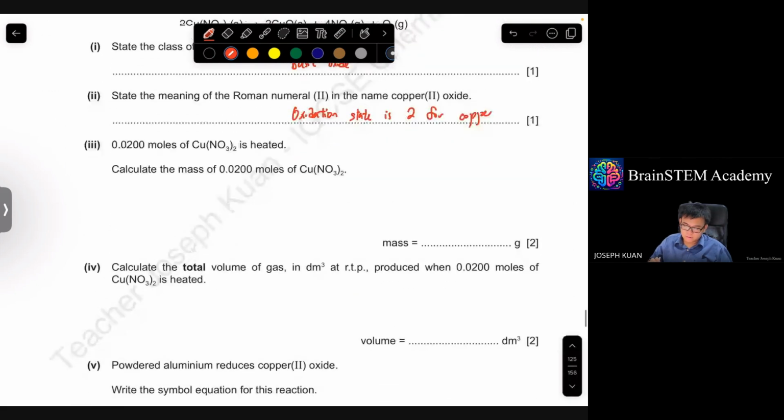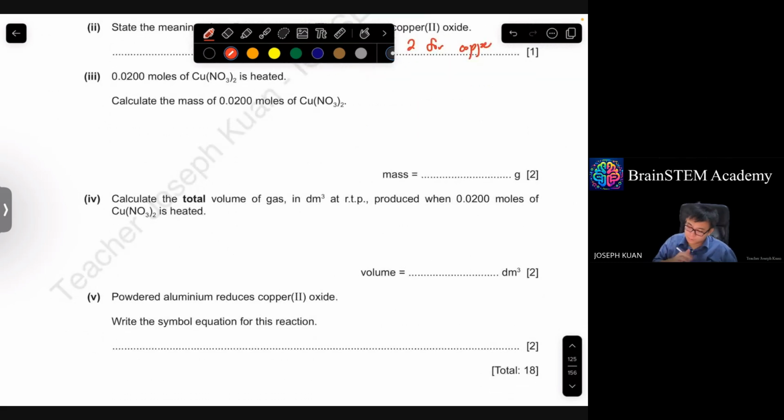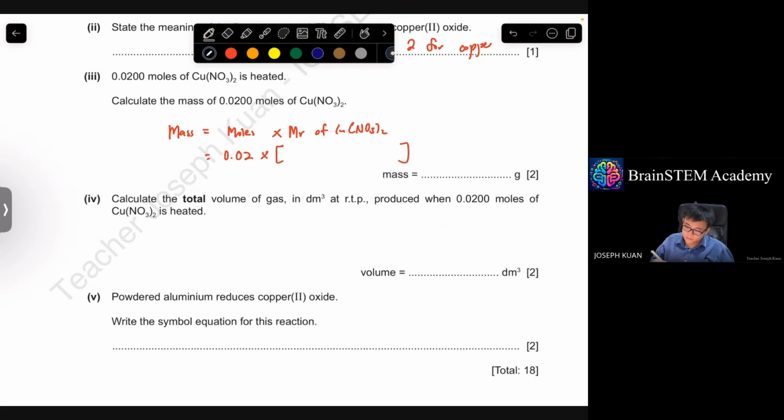Next, 0.02 moles of copper(II) nitrate is heated. Calculate the mass of 0.02 moles of copper(II) nitrate. So we have to find mass from moles. Wait, sorry. Moles multiplied by molar mass, right? Moles multiplied by molar mass of this particular substance. So we take the moles value here. Then we have to calculate the molar mass of copper(II) nitrate. Take it from your periodic table.